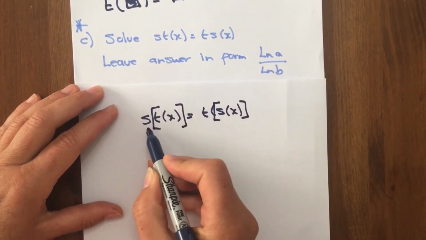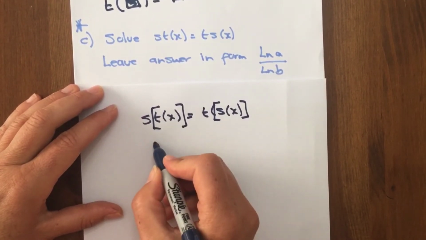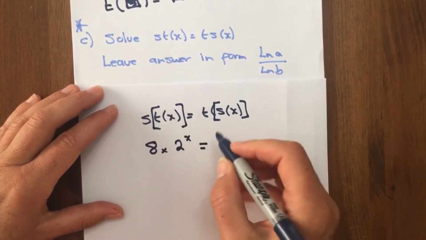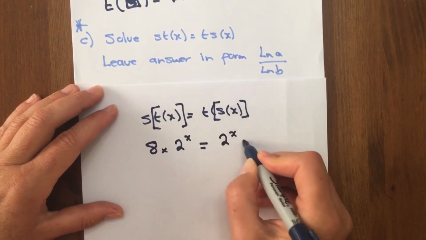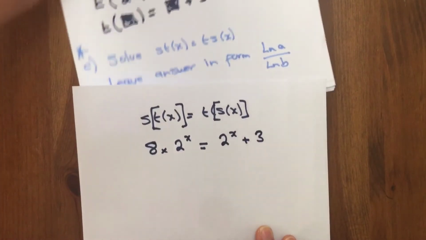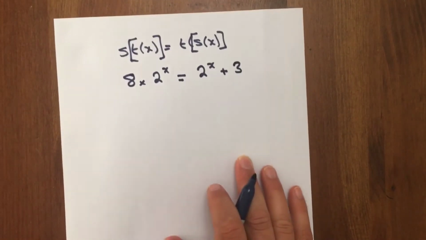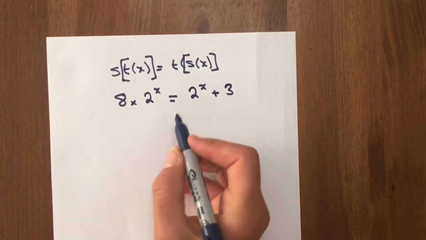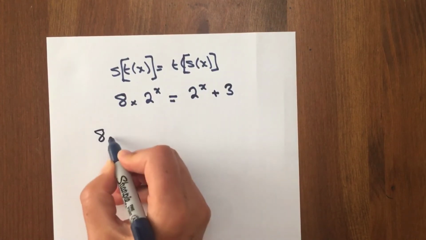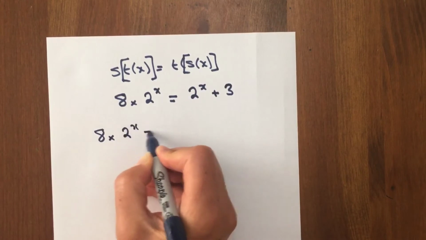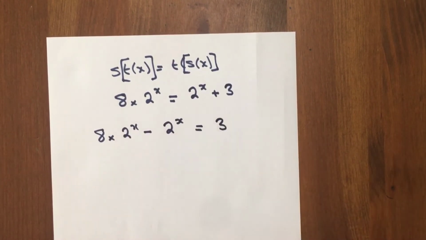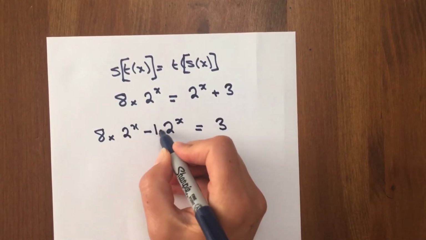Right, well I've worked out S to the X, which was 8 times 2 to the X. I did that in part A. Part B, I got this. Okay, so this is what I'm now solving. So I'm going to take all my x's to this side. So I've got 8 lots of 2 to the x minus 1 lot of 2 to the x equals 3. So let's just put a 1 here.